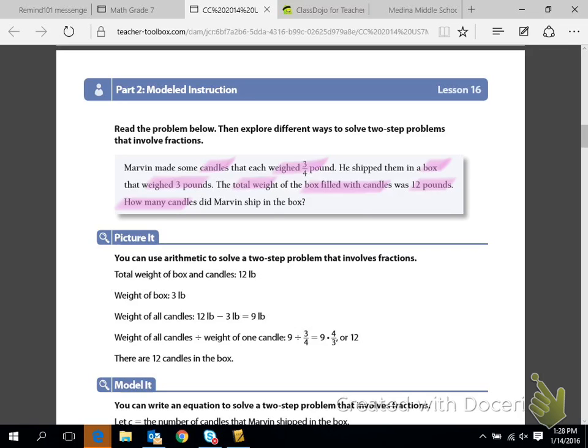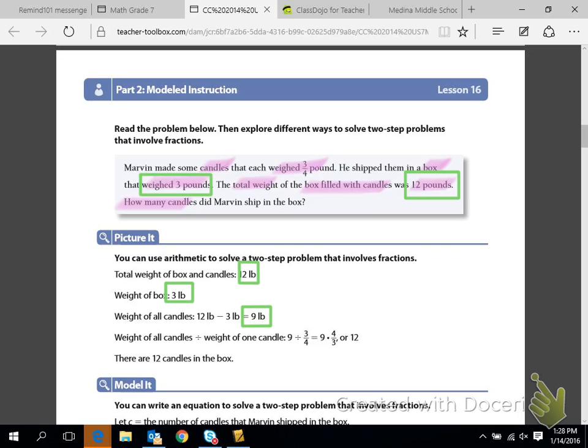We said that the total weight of the box and the candles was 12 pounds. That 12 pounds was identified here in the problem. The weight of the box is 3 pounds, and that 3 pounds was found here. So if we take the weight of all candles as 12 pounds minus 3 pounds, the candles weigh 9 pounds. That is information that was not originally in the problem, but we can find.